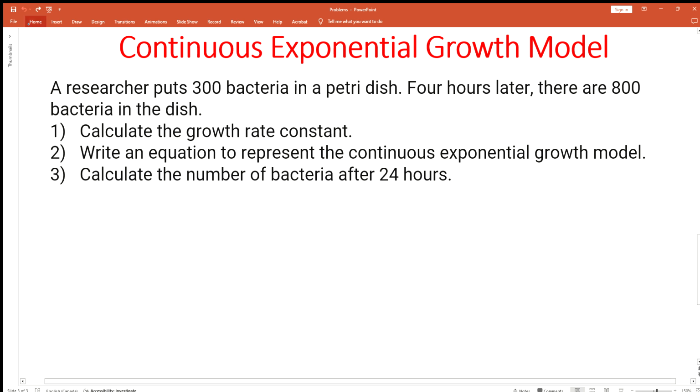Let's start with part 1. We have to calculate the growth rate constant. For that, we have to use the equation for continuous exponential growth model. The equation is A equals A naught times e to the power kt. In this equation, A represents the final amount or number.